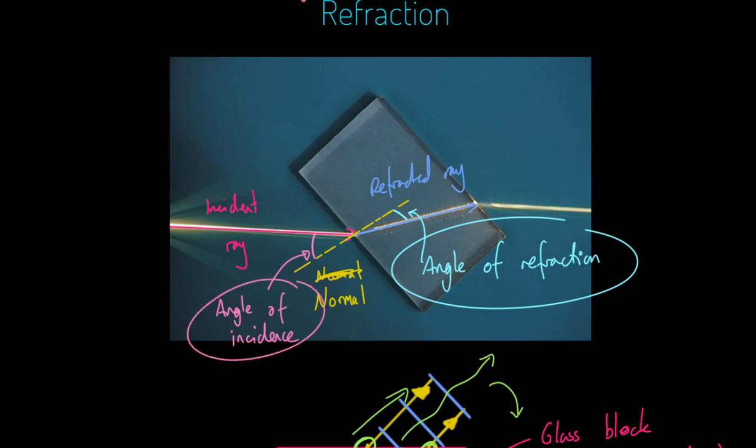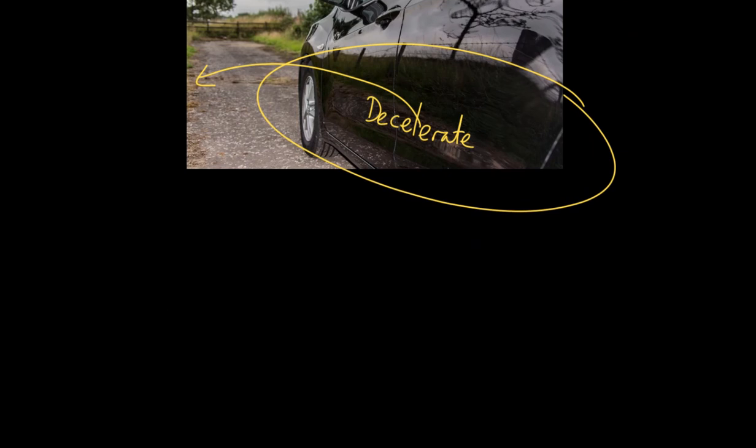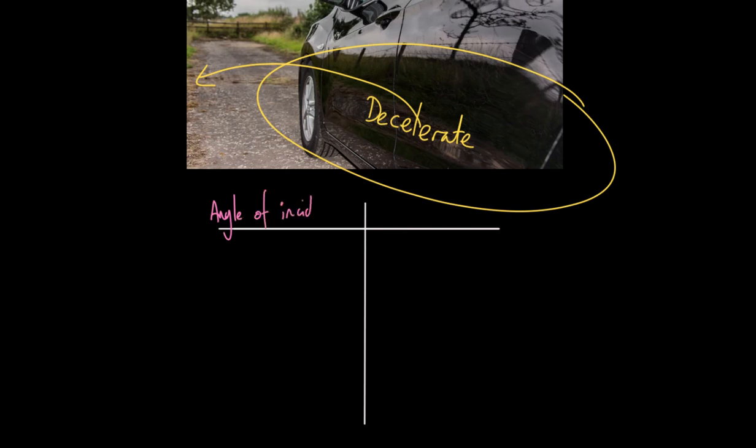And then what you do is you put them into a results table, like that one. So let me just label that up. Angle of incidence. Again, degrees, because it's an angle. And then you have your angle of refraction, again in degrees.